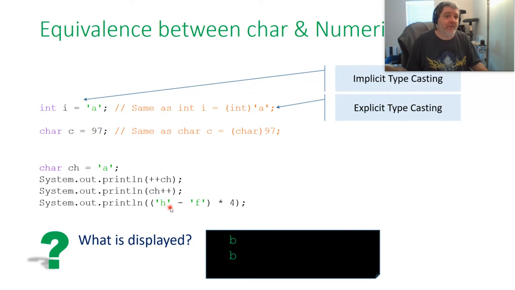So let's look at it part by part, and then we'll figure out if something displays or if there is a compilation error or a runtime error or anything weird. When you do h minus f, what do you get? So the alphabet goes F, G, H.